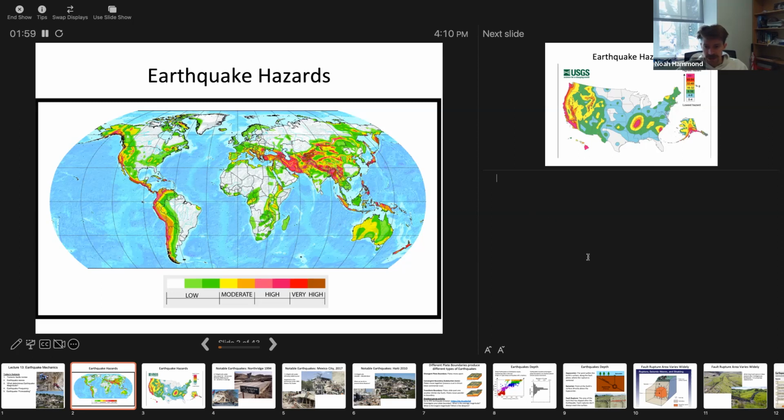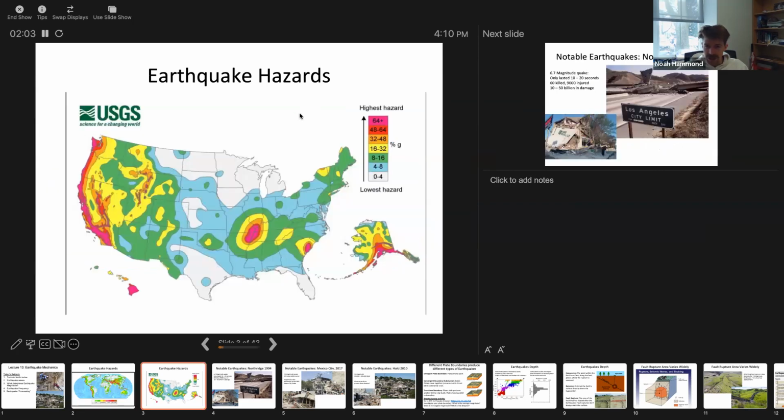So for instance, if we zoom into this earthquake hazard map of the United States, you can see obviously we have quite a lot of seismic hazards in California, where we have the San Andreas fault zone, where the Pacific plate borders with the North American plate.